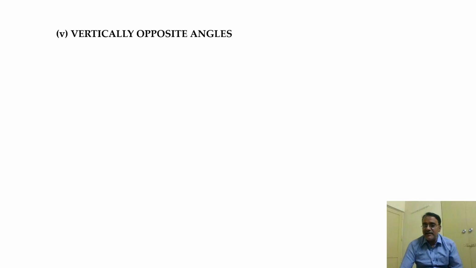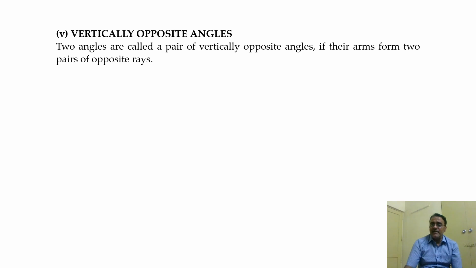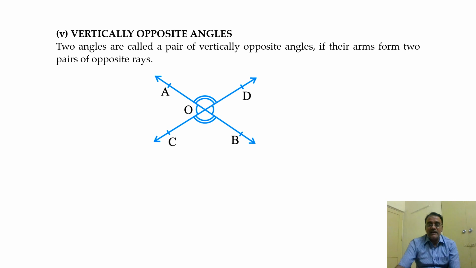So what are vertically opposite angles? अगर दो lines intersect करते हैं, if two lines intersect each other, then the pair of angles such that they do not have any common arm are called vertically opposite angles. Or we can write it in another way also: two angles are called a pair of vertically opposite angles if their arms form two pairs of opposite rays. Okay, so we'll see one diagram.